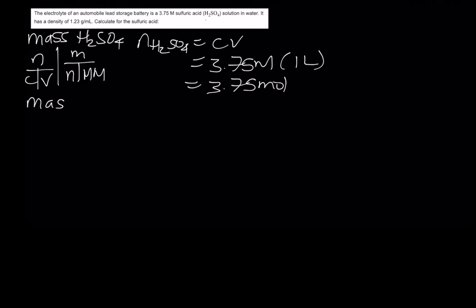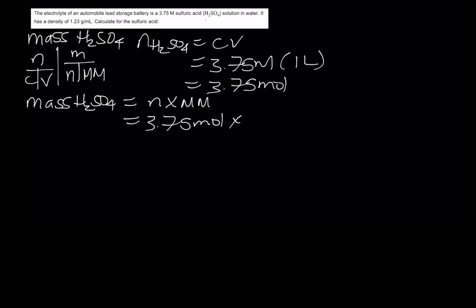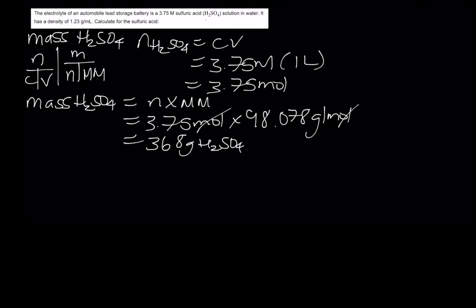And in order to determine the mass of sulfuric acid, we'll take the number of moles and multiply it by the molar mass, which is equal to 3.75 moles times 98.078 grams per mole, where the moles will cancel out, leaving the grams, which is equal to 368 grams of H2SO4.